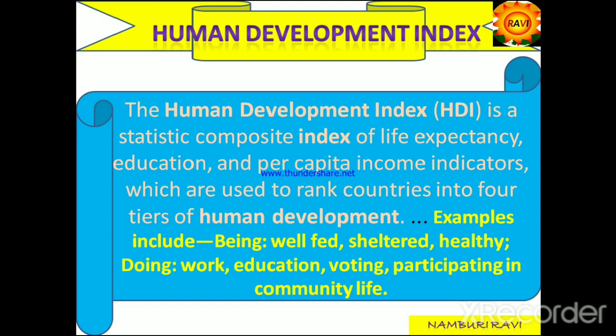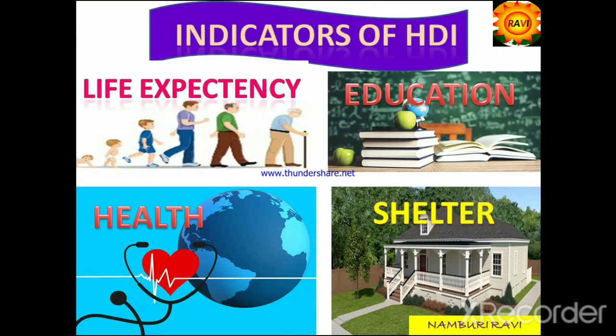Human Development Index is different from country to country and state to state, because it basically depends on the facilities provided by the central government and the state government for the development of human beings. Wherever the governments are providing quality food, education and health facilities, we can see more life expectancy, that is the standard of living in the nation. Examples include being well fed, sheltered, healthy, doing work, education, voting, participating in the community. All these are indicators of the Human Development Index.